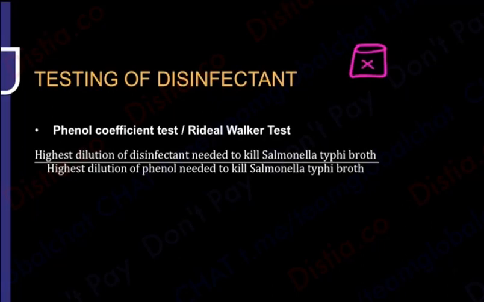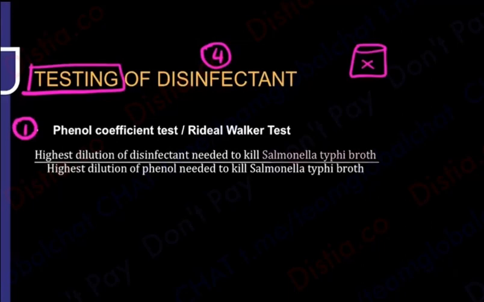You will say, ma'am, hang on, I will have to do 4 tests. For testing a disinfectant, I will have to do 4 tests, and let me start. Number 1, phenol coefficient test or Rideal-Walker test. So what I'll do, I'll take a broth of Salmonella typhi and I'll say if this can kill Salmonella typhi, to acha hai. If it cannot kill Salmonella typhi, then it is bad.